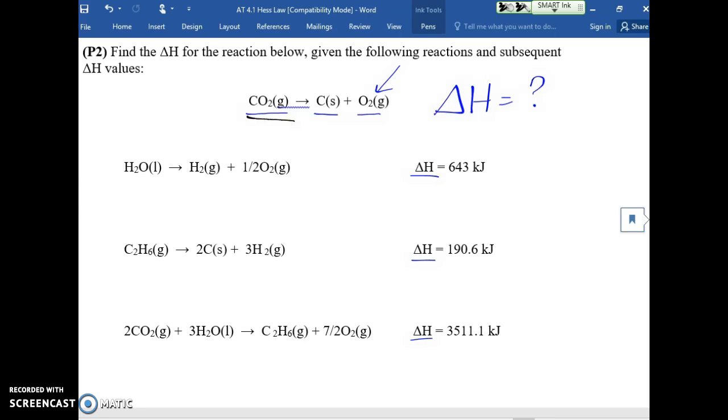O2. Notice in the third equation, I have 2 O2s, but notice I only need 1 O2 in the finished equation. What did I say? See, oh, sorry, see? I fell into my own trap. Oh, dear. Thank you, Miguel. 2 CO2s. I only need 1 CO2.